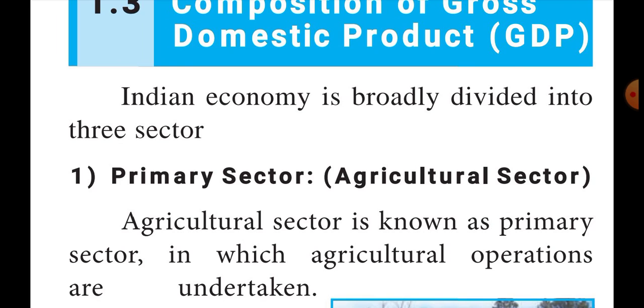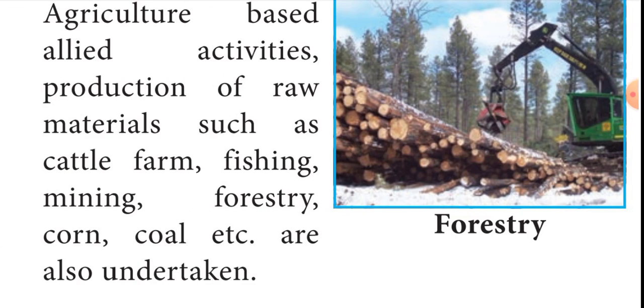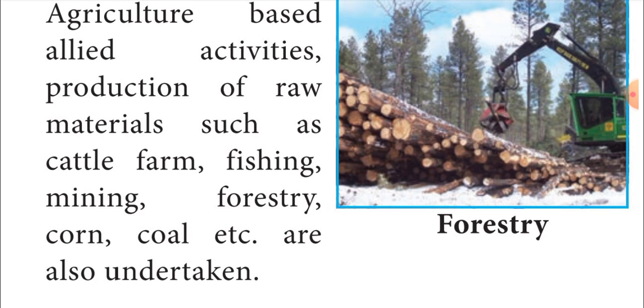The agricultural sector is also known as the primary sector. Agriculture and its allied activities are called the primary sector. That means agricultural operations and agriculture-based allied activities are included in the primary sector. For example, the production of raw materials such as cattle farming, fishing, mining, forestry, corn, and coal are all undertaken through this primary sector.